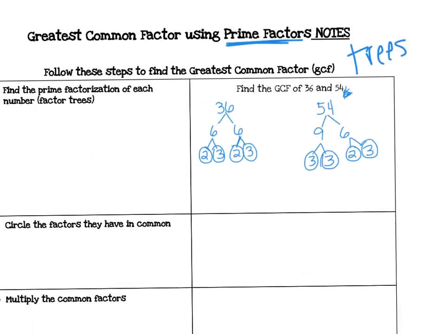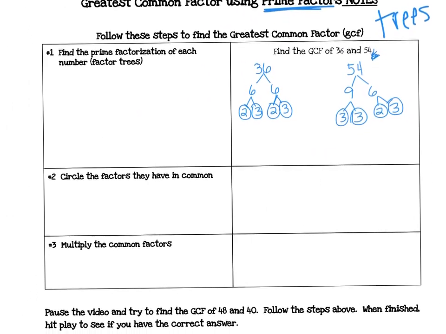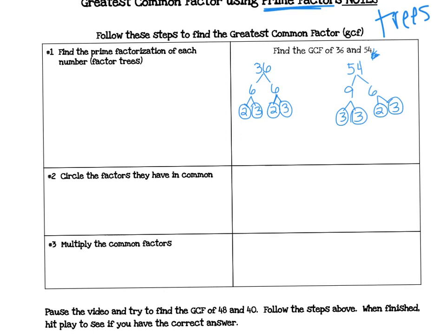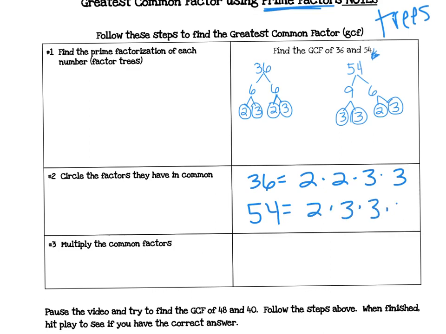Okay, so I'm going to zoom out here again. Let's see step 2. So we made our factor trees. Now I'm going to write the prime factorization. So for 36, I have 2 times 2 times 3 times 3. And for 54, I have 2 times 3 times 3 times 3.